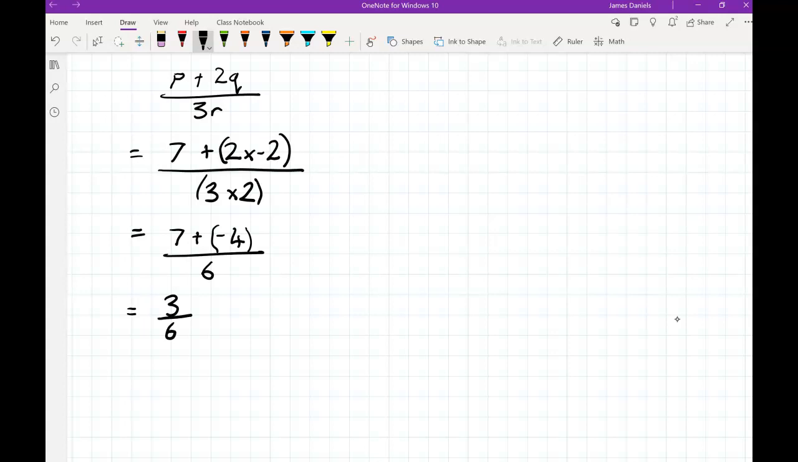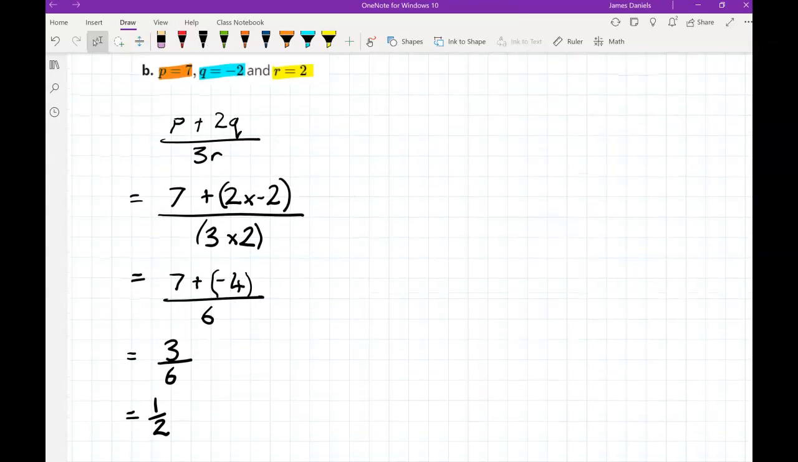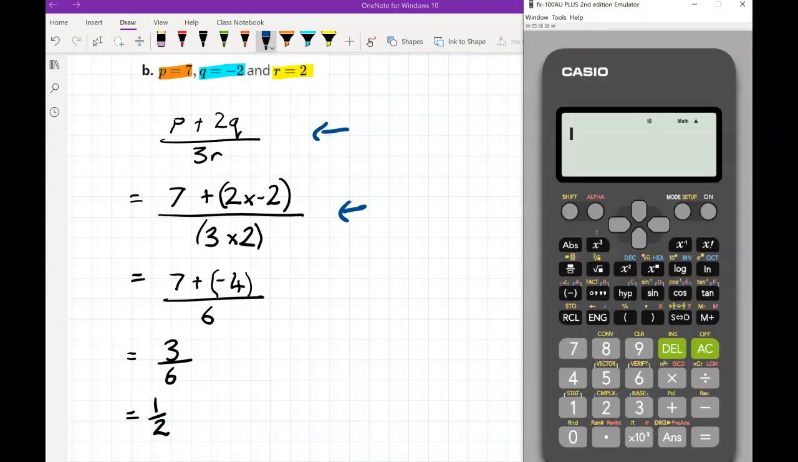3 over 6 we can identify as being the same as 1 over 2. Now let's have a look back in our calculator. I'll clear everything I've got there, and let's put in where we've substituted. So we've written out our question here. In this one, we've written the question. Here we've applied our substitution. Now we can actually put this in our calculator, and I will do it.